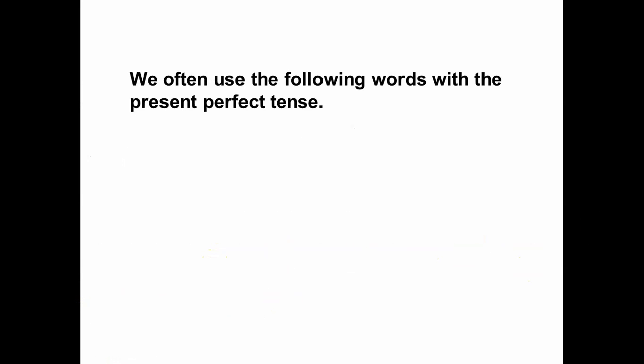Now let's have a look at the signal words or the key words of the present perfect tense. We often use the following words with the present perfect tense. For example, already, ever, for, just, since, and yet.